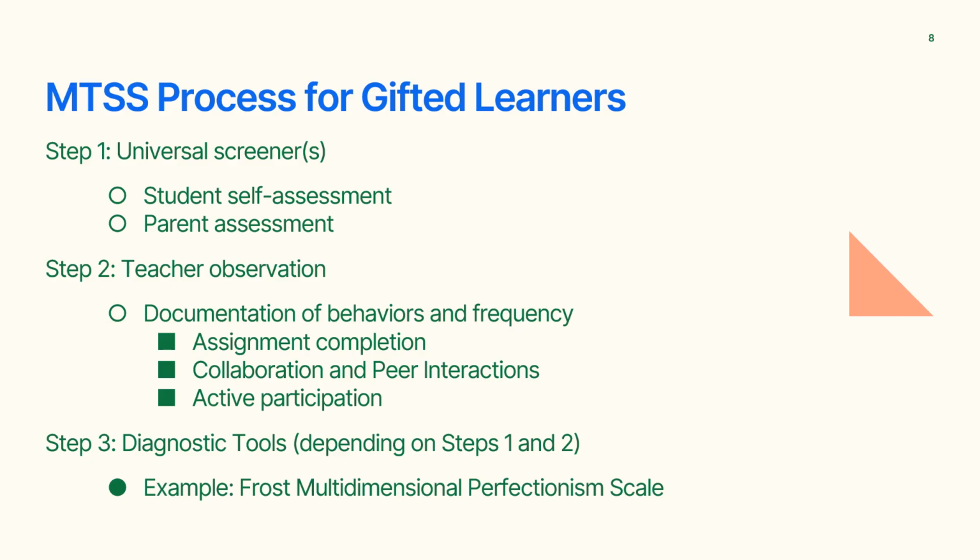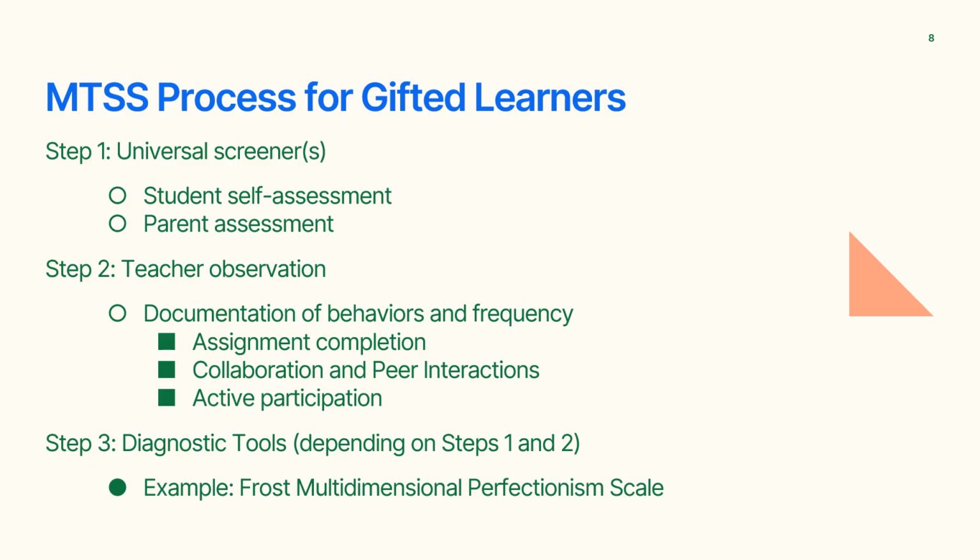Step 2 involves your teacher providing observational data. This could be a general education teacher, a gifted specialist, or other personnel who interact with children who were identified on the universal screener. They will provide documentation of behaviors that they are observing and their frequency. They could look at things such as assignment completion, collaboration and peer interactions, and active or lack of active participation in classroom settings.